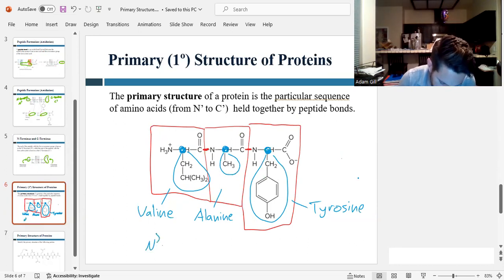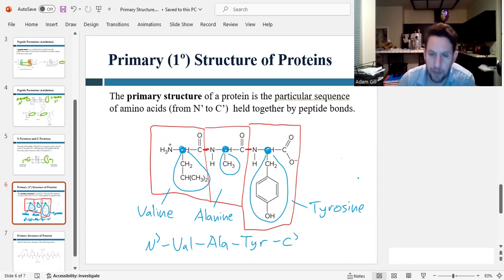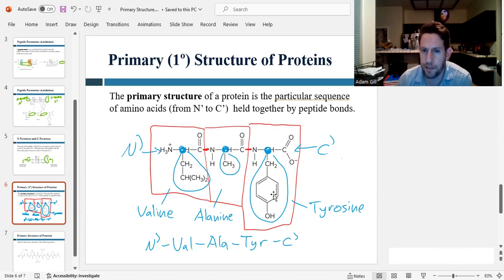So from the N-terminus, we have valine connected to alanine, connected to tyrosine, and then we've got the C-terminus. So from the N-terminus to the C-terminus, this is the primary structure of this peptide. Valine, alanine, tyrosine. It's which amino acids it's made of from N to C.